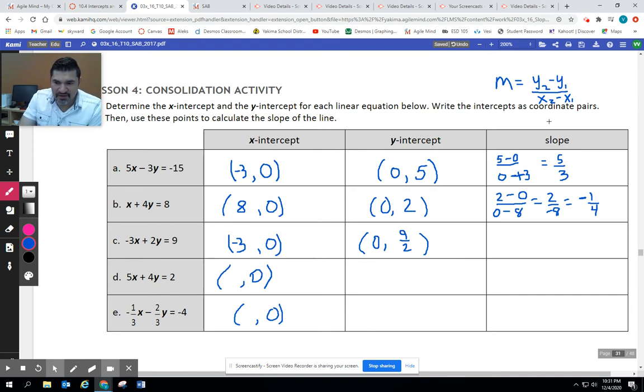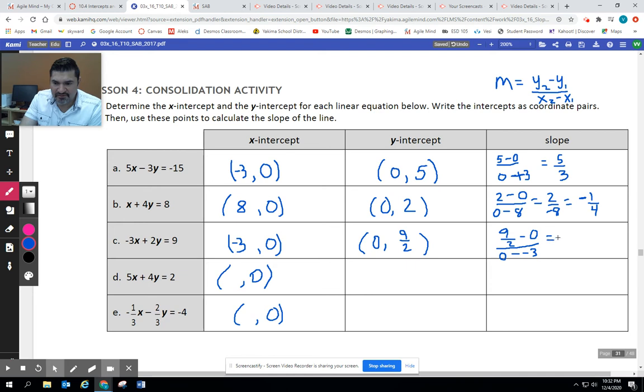And then I'm going to go ahead and use my slope formula. So y2 minus y1, so I have 9 halves minus 0 over x2, which is right here, minus x1, which is a negative 3. So again, I'm going to have that double negative there.